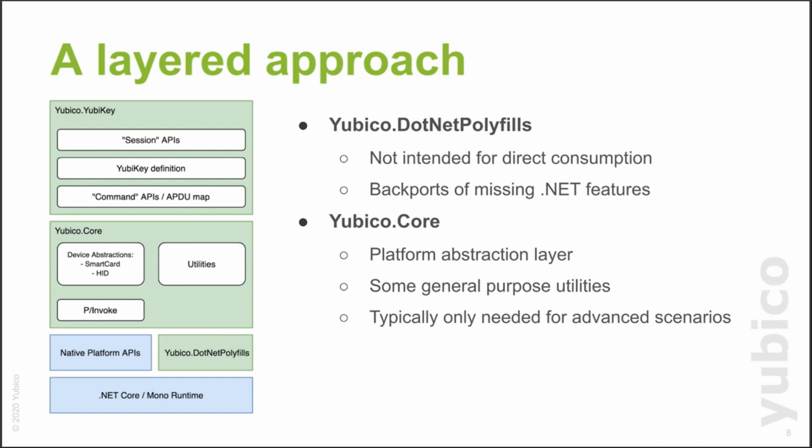Moving up the stack, we have the core library. This is where all of the platform abstraction logic is located, including the USB device implementation. Most people will not need to consume any of the core APIs directly. However, there are some useful utilities, such as helper classes for formatting buffers, and reading and writing tag length value or TLV structures that might be helpful in more advanced scenarios.